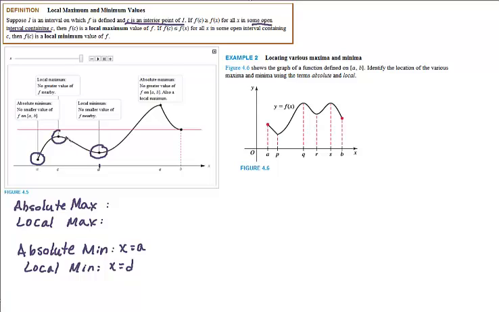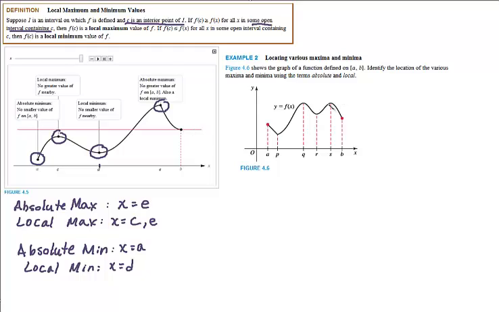This value here would be a local max. It is not the absolute max. So x equals c is a local max because it is greater than all those points around it. At x equals e, I have a local max and an absolute max because it is greater than all those other y value points on the function. And at b, I don't really have anything because it can't be a local, and it's definitely not an absolute.